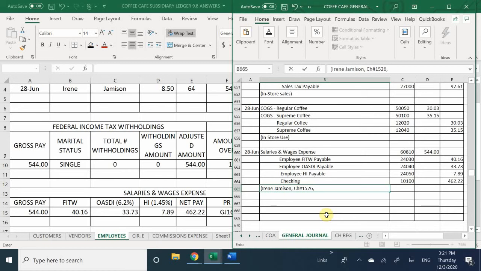I'm going to go ahead and actually write paycheck, because you want to make sure that you're not writing a random check to Irene for any reason. So this is a paycheck. It's pretty straightforward. If you understand what a paycheck is, it's so obviously associated with the employee. Okay.